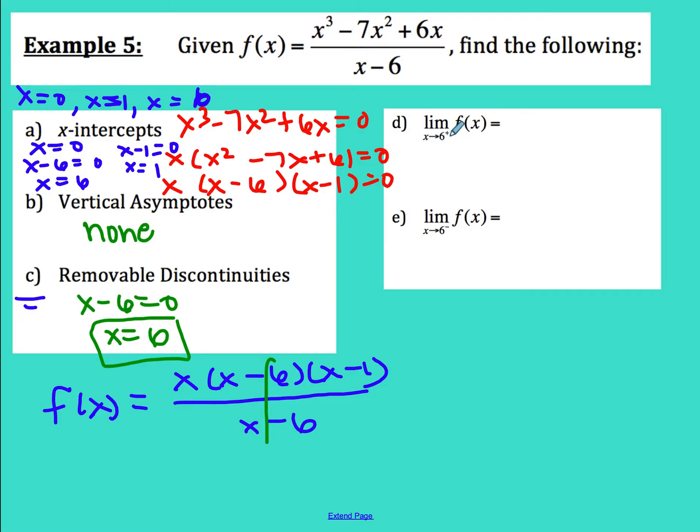D, the limit as x approaches 6 from the right. So the first thing I would do is I'd try and plug in 6, you guys, and I would see that there's an error. So then I would try and factor, and in this case I can, because it was a hole. So I did my factoring down here.